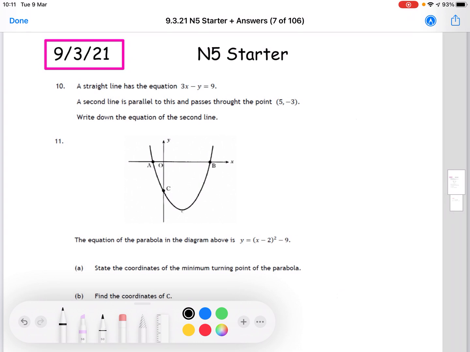So question 10, we have a straight line with the equation 3x minus y equals 9. And we're also told that a second line is parallel to this and passes through the point (5, -3). Write down the equation of the second line.